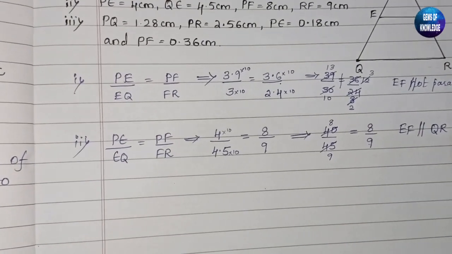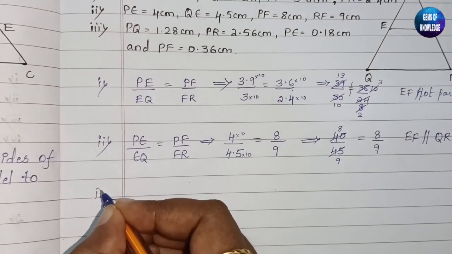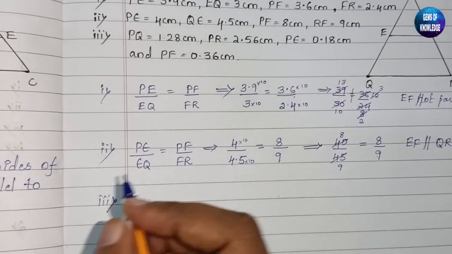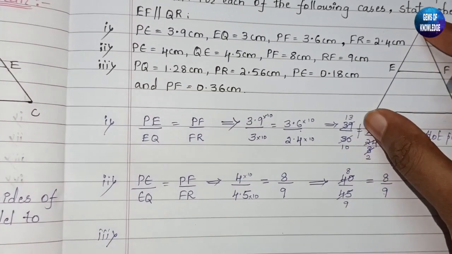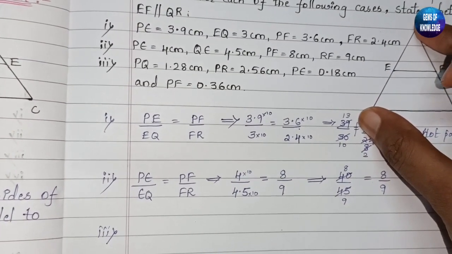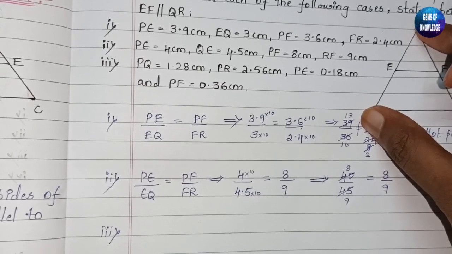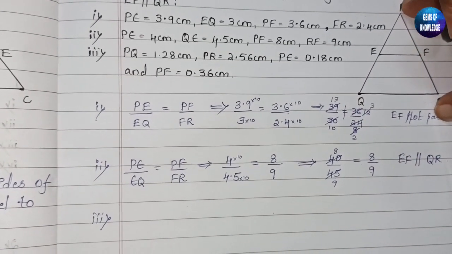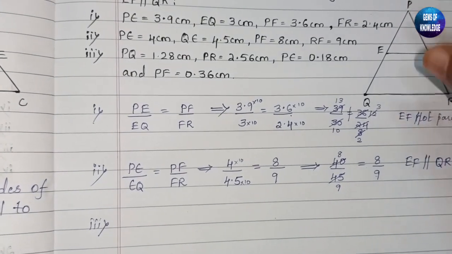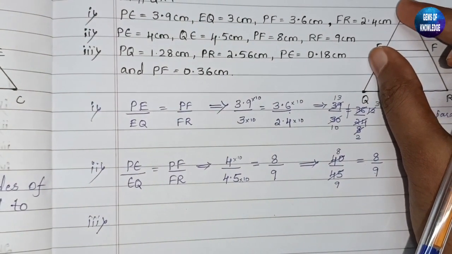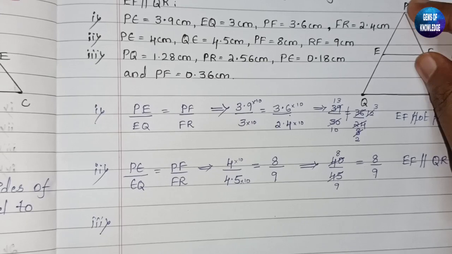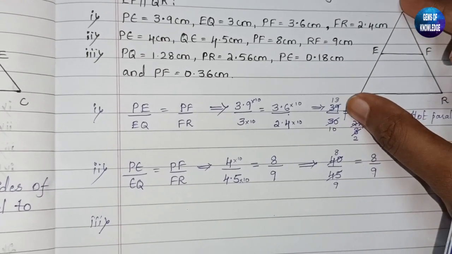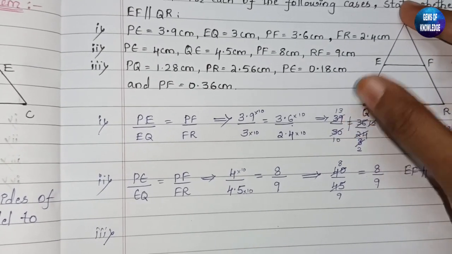Okay, EF is parallel to QR. So in the third case, they have given us the value for PQ, which is 1.28, and one more value, PR, which is equal to 2.56. Then they have given us PE and PF as well.